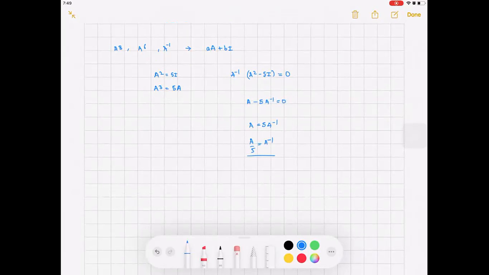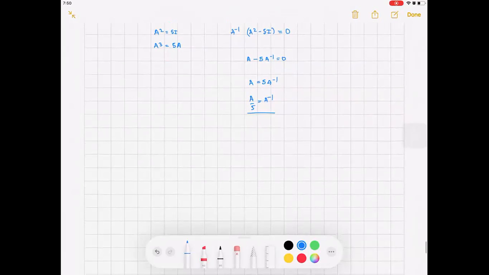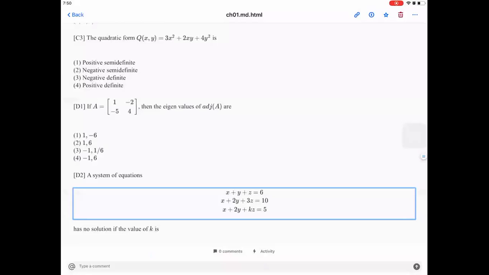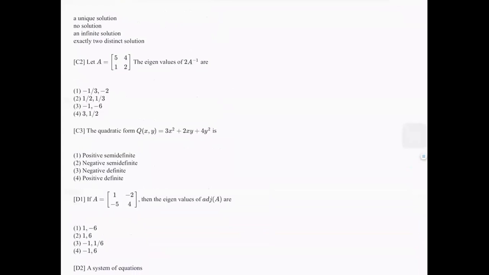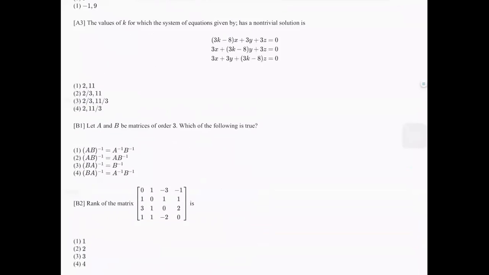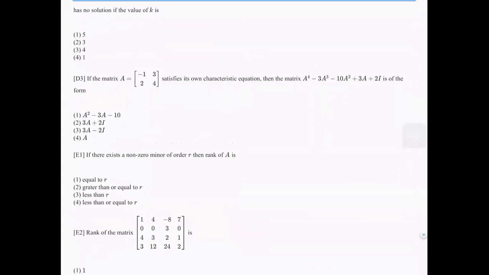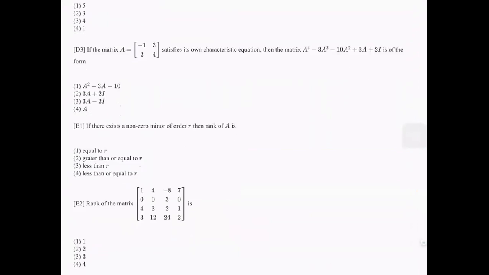Example. A power 3 or A power 8 can be represented in terms of this, as I said, like aA plus bI, something like this. So I will show you an example here. Look at this problem D3 here.